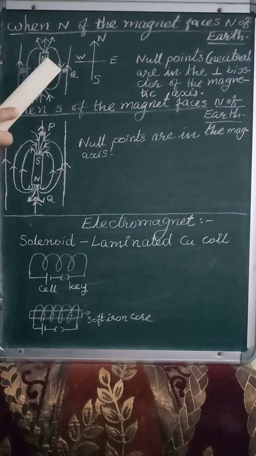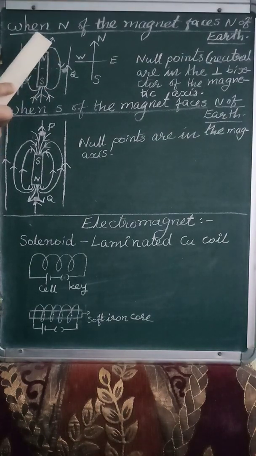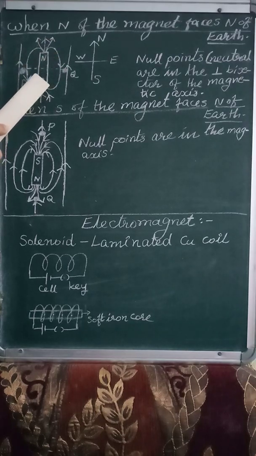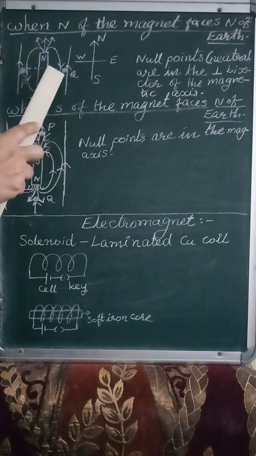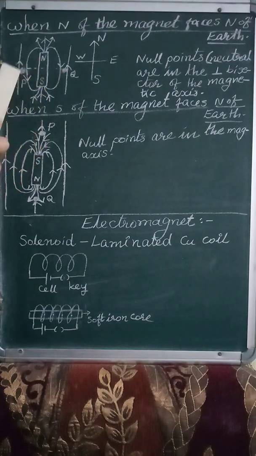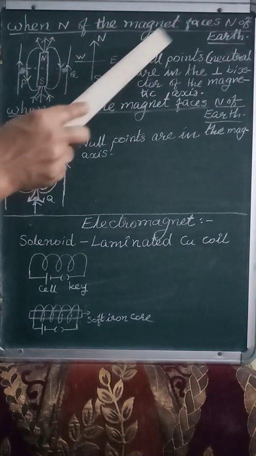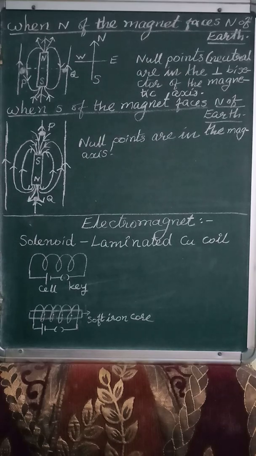Similarly, at the point Q, the bar magnetic field lines are downward, and the earth field lines are upward. At a particular point Q, the total field becomes 0. The total field by the earth field as well as by the bar magnetic field becomes 0. These 2 points at which the total magnetic field is 0 are called null points or neutral points.